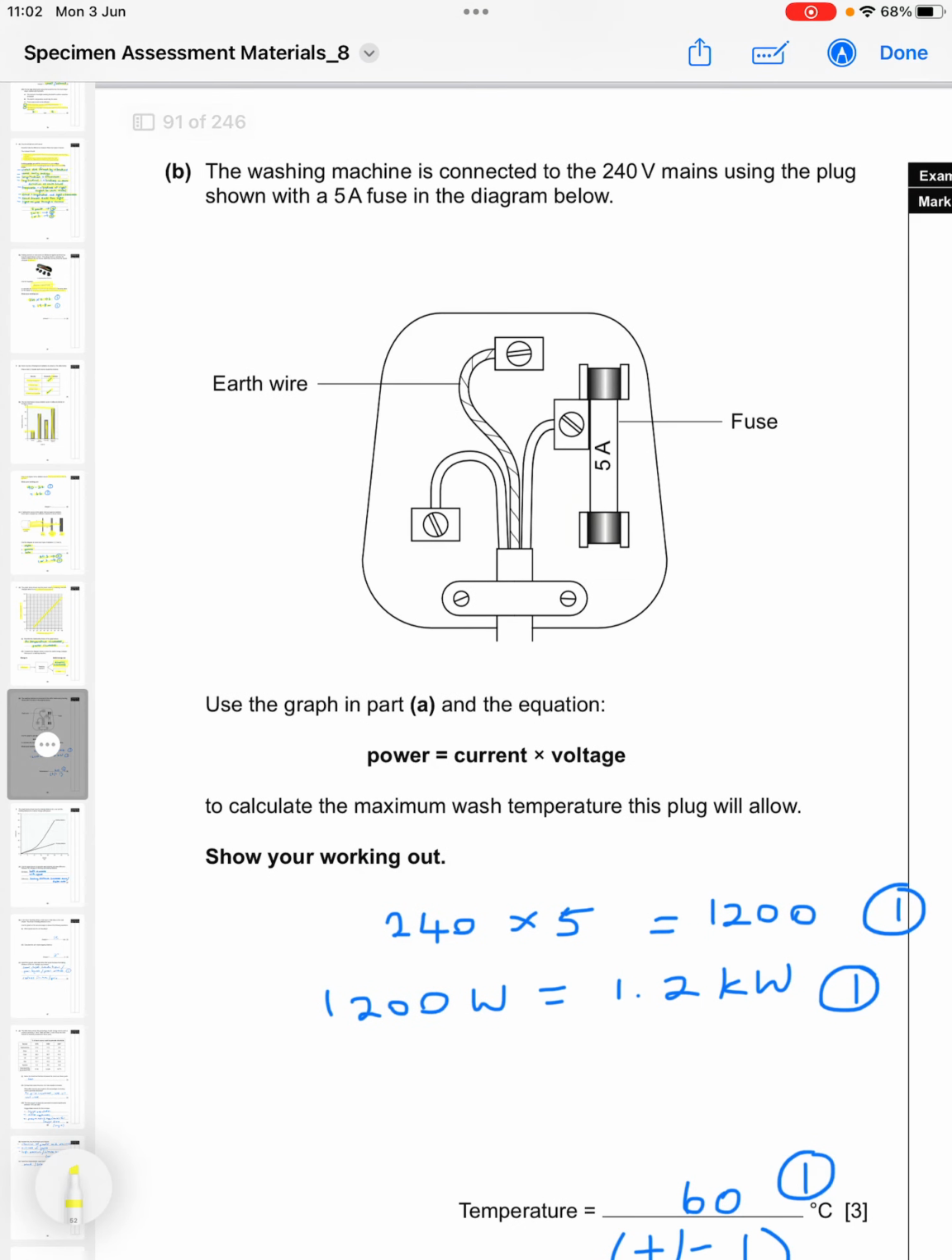Now I've got a diagram here of a plug. It says the washing machine is connected to the 240 volt mains using the plug shown with a 5 amp fuse in the diagram below. So here's the fuse, here's the plug.